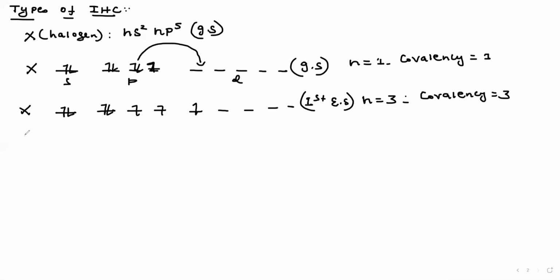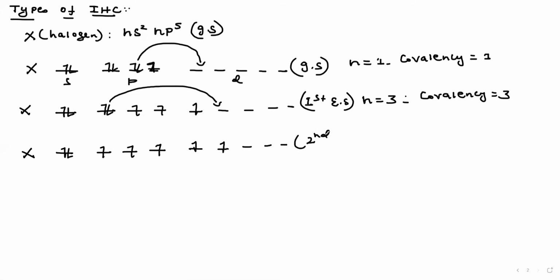What is the second excited state? Same halogen. What will happen? This electron goes to the next vacant d orbital, right? Therefore, here 2 electrons, here 1 electron, here also 1 electron, here 1 electron. In case of d, 1, 2, 3, 4, 5, this 1 electron goes to this d orbital. This is the second excited state. What is the n value? 1, 2, 3, 4 unpaired. Therefore, n value is equal to 4. The covalency is also 4. Understand? Very simple. Now, next, what is the third?